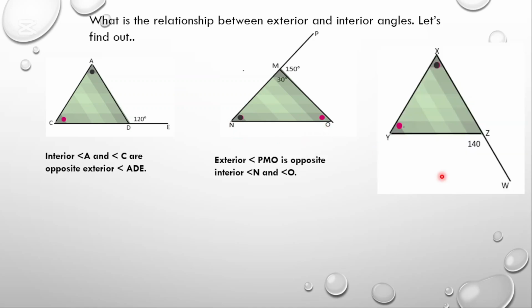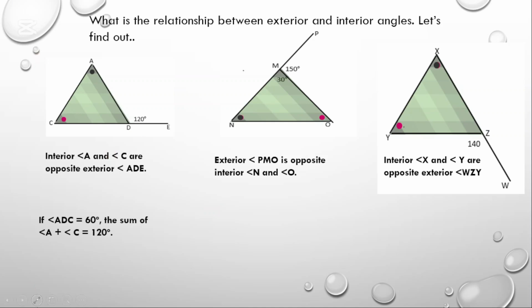And a last example of this group, YZW, that's our exterior angle. Opposite YZW is X and Y. Not this one here, because this one is adjacent to YZW. So interior X and Y are opposite exterior WZY. Right, now another one. Now I'll have to take out my pencil.